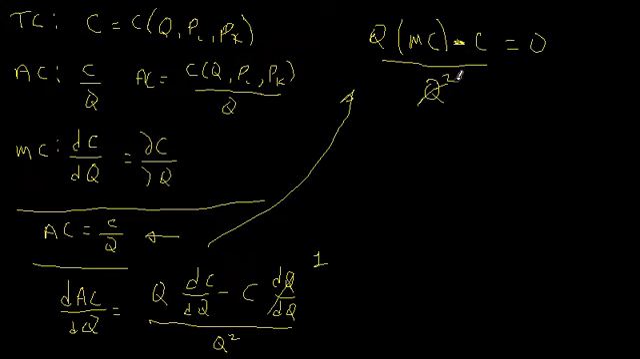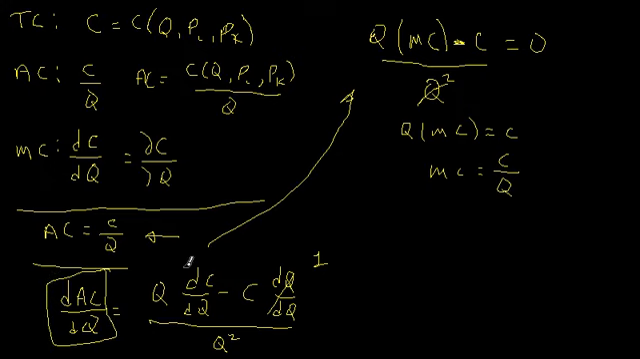Multiplying both sides by Q squared, a positive number, we see that Q times marginal cost is equal to C, so that marginal cost is equal to C over Q, which is to say, when average cost is minimized, when the derivative of average cost with respect to output is set equal to 0, marginal cost and average cost are equal to each other.